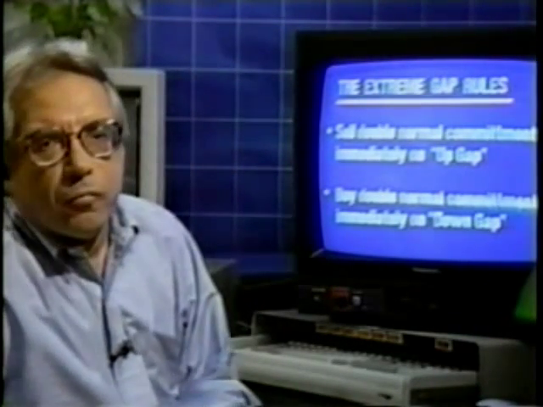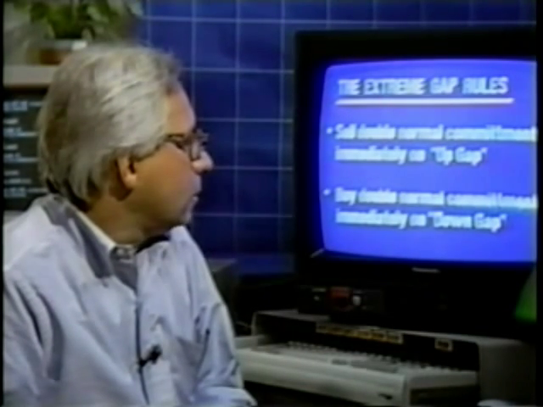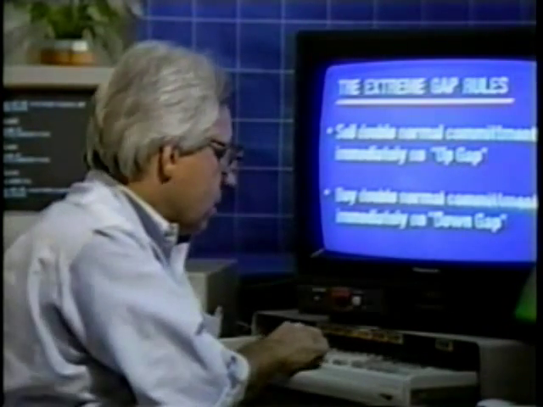And, of course, the obverse also applies here. Buy double the normal commitment immediately on a down gap. Now, I use the term normal commitment because I don't know what your commitment is. If you're a one-lot trader, go to 2s. If you're a 10-lot trader, go to 20. It depends on your financial situation. But do it certainly within reason. Don't be a one-lot trader and the next day decide you're going to be a 10-lot trader. If you're a one-lot trader, you go to 2s. If you're a 10, then you can go to 20. But keep your numbers in an area that you can live with.